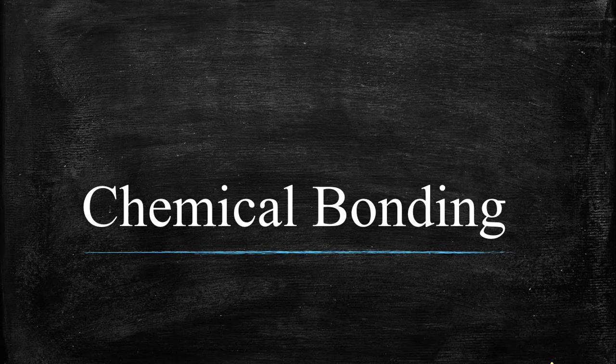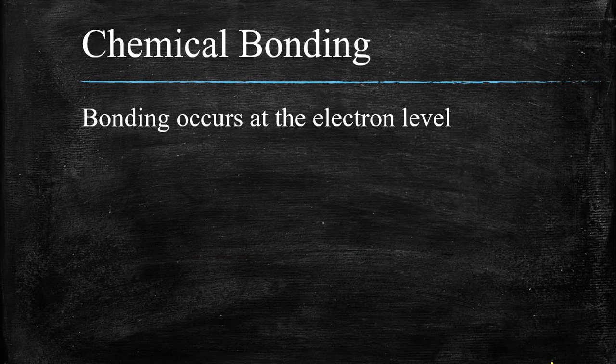This is the first video on chemical bonding, and so this will be a hopefully brief introduction. And the first key piece is bonding occurs at the electron level. All bonding occurs with electrons.